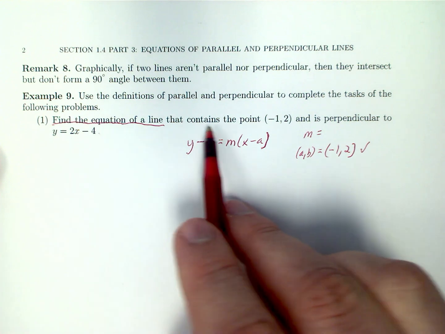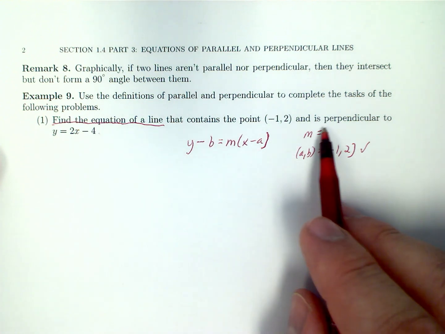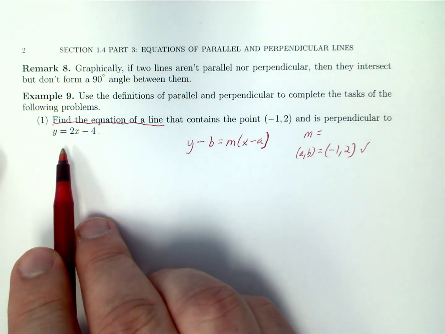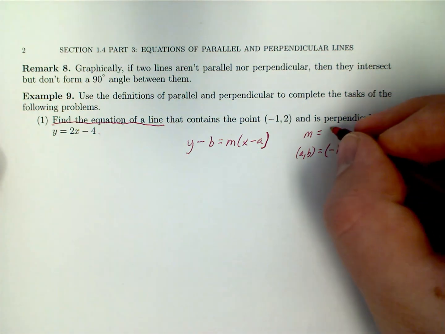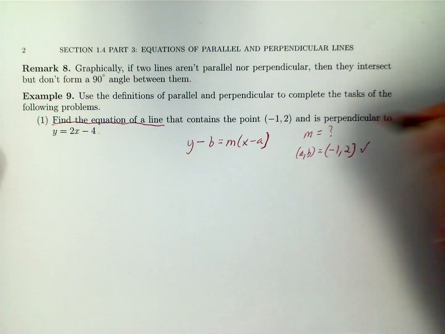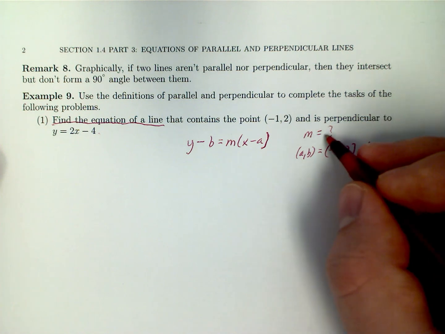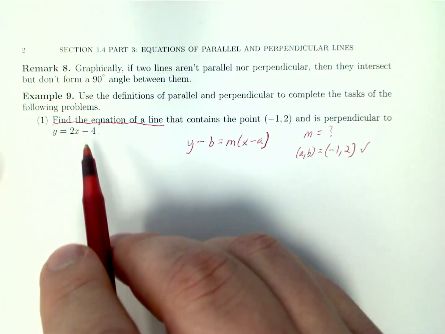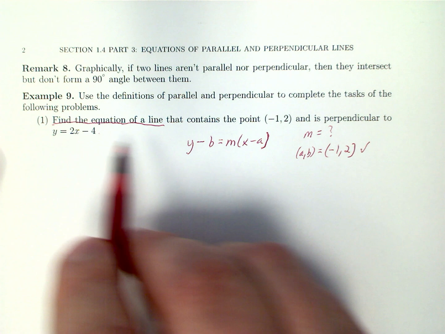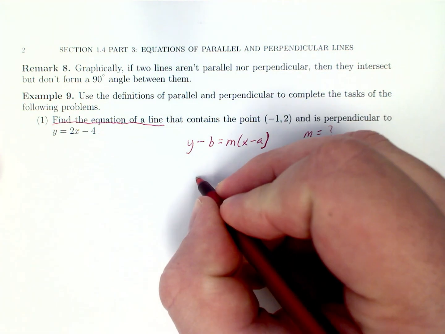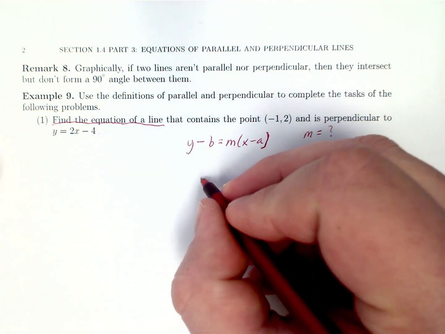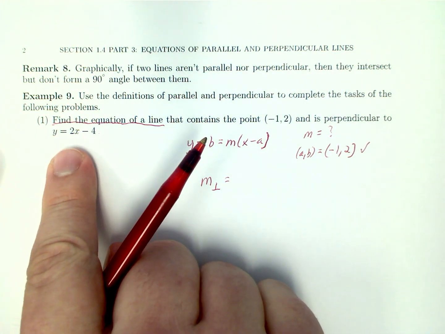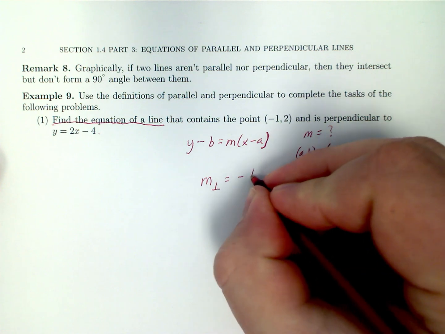But it says it contains the point negative 1, 2, and this line will then be perpendicular to this line. So how do we get the slope that we need? Well, this line is going to be perpendicular to this line. So how do we determine that through slopes? Well, that means that something that's perpendicular to this is going to have to satisfy this equation.